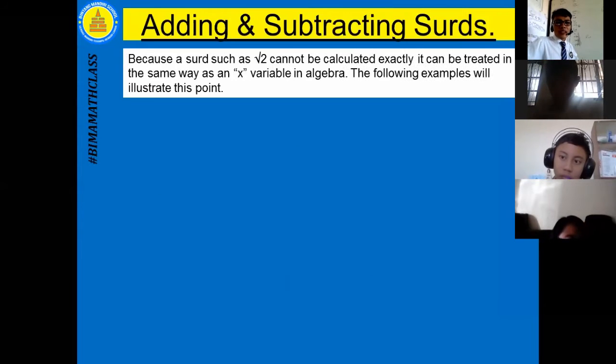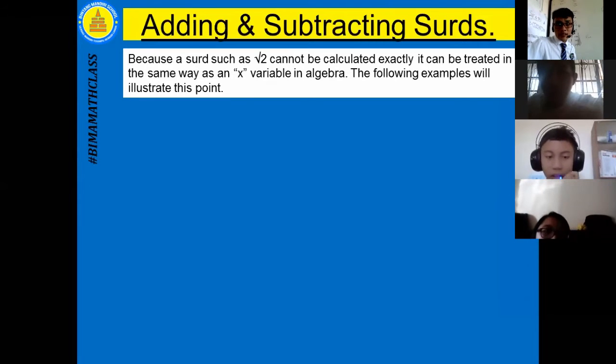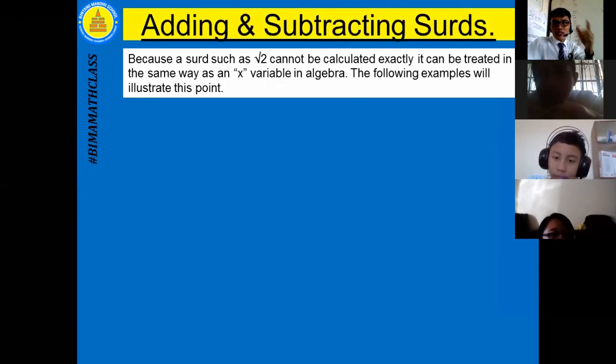Okay, now, as you remember, you also solved some problems about adding and subtracting surds. Let's read this with me, okay? Because a surd such as square root of 2 cannot be calculated exactly, it can be treated in the same way as a variable x in algebra. The following examples will illustrate this point. So we now relate surds to algebra. Sekarang kita hubungkan surds dengan algebra.